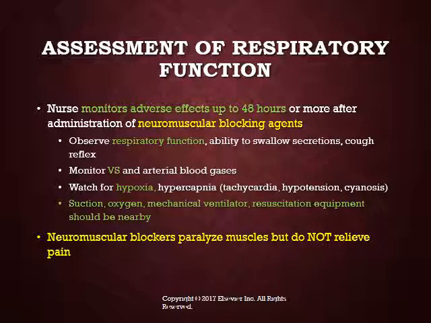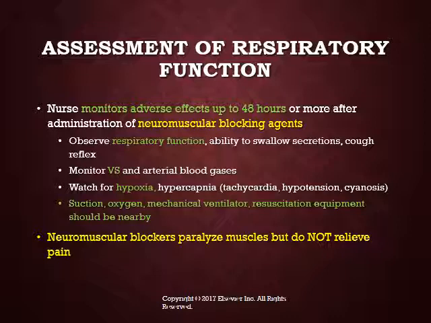So when patients are receiving medications that are used for the neuromuscular disorders, it's good to keep in mind they can cause respiratory depression, and some of them can even cause respiratory paralysis. So it's important to assess and monitor your patient. So obviously you do your initial assessment and then continue to monitor them for adverse effects up to 48 hours if they've received a neuromuscular blocking agent.